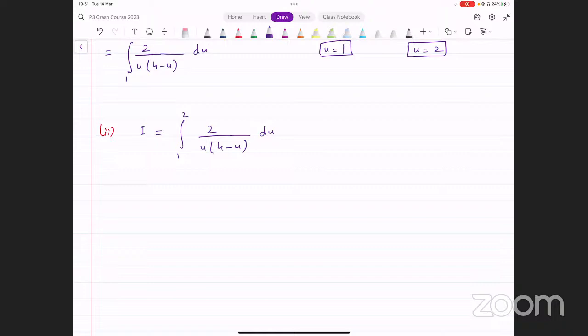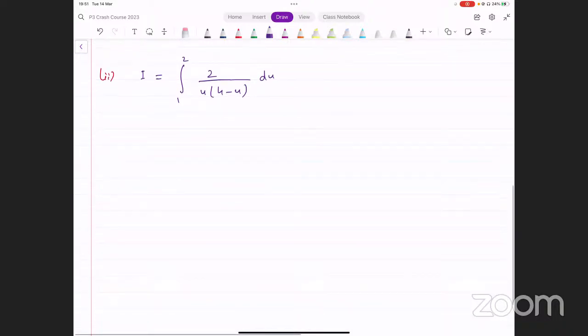Now it's a fraction. How do we integrate fractions? We have the log rule, right? For that, we need the derivative of the denominator to be in the numerator. The denominator is quadratic. The derivative of a quadratic expression is linear, so that is not going to work. The ln rule does not work.